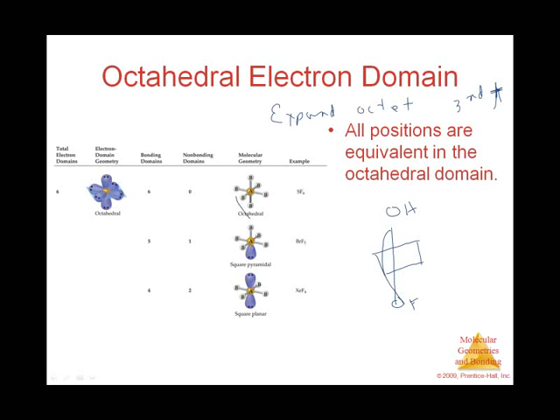If I have one lone pair, I'm going to have a square pyramidal. It's going to be kind of like this. Didn't draw that very well. And if I have a square planar, it's going to be kind of like a Ferris wheel, right? They're going to be all on the equatorial position.